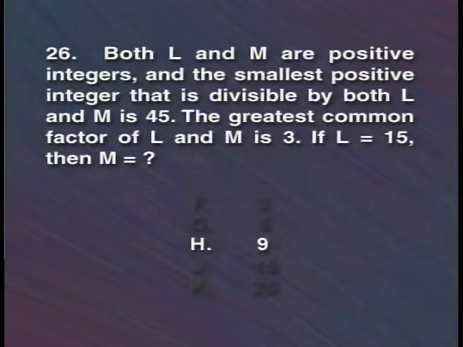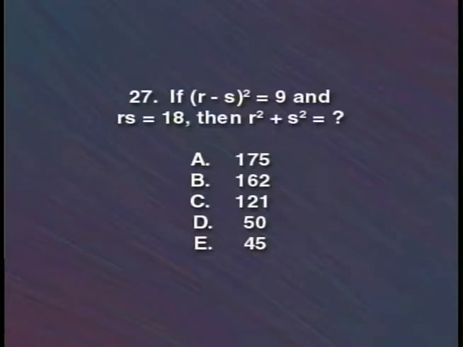Problem 27. If (r minus s) squared equals 9, and r times s equals 18, then r squared plus s squared equals which of the following?